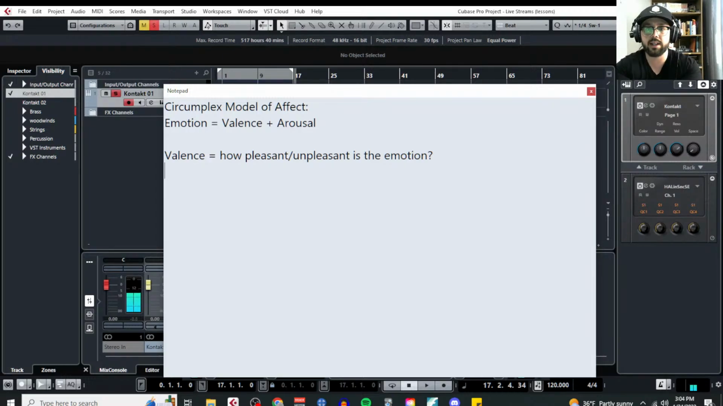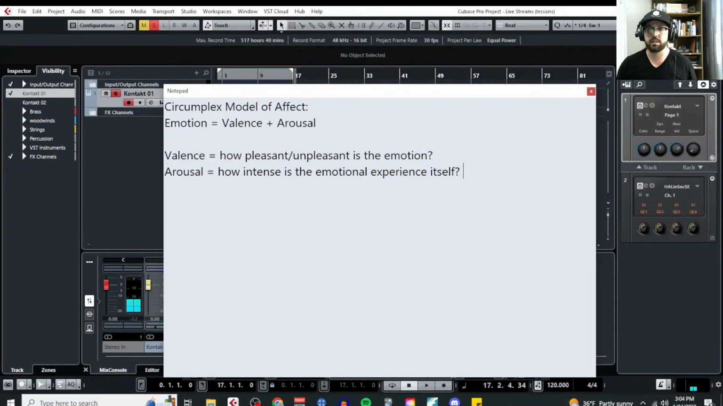The next one is arousal equals intensity. How intense is the emotional experience itself? In other words, is this the kind of annoyance where it annoys you but you're able to move on with your day? Or is this the kind of thing that really, really bugs you and you start to see red and you can't think about anything else?